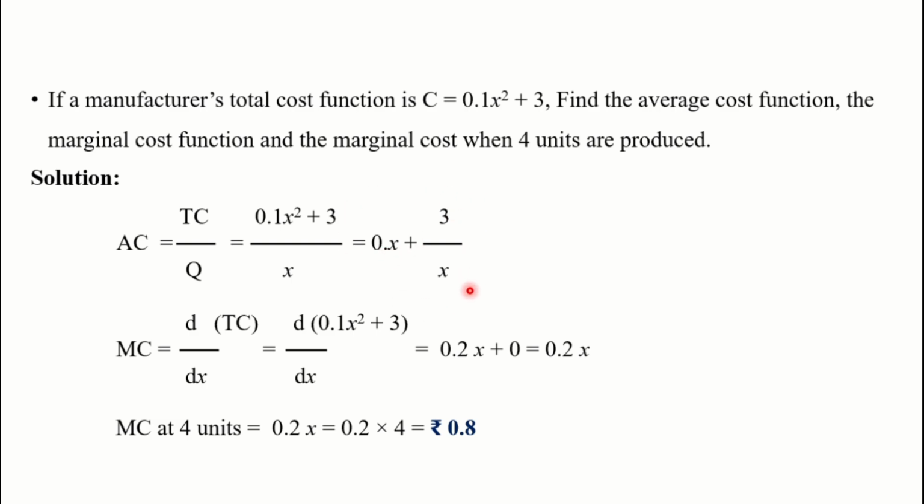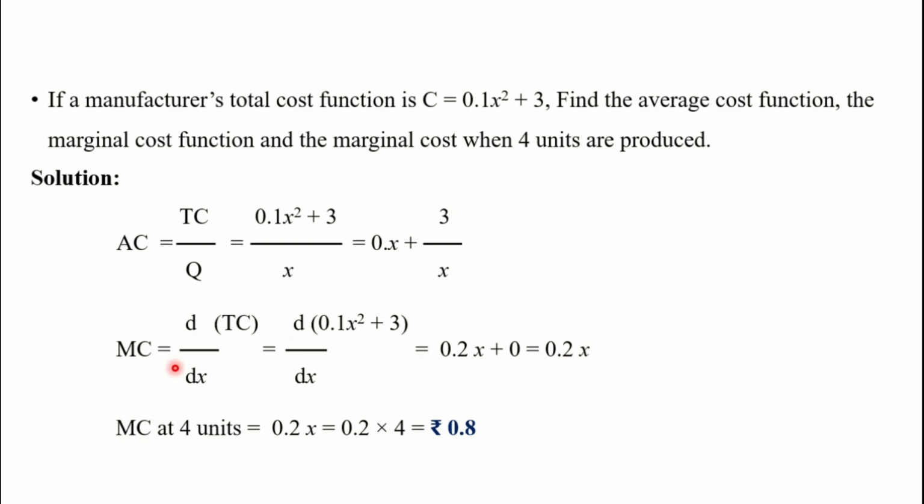Now we want to find out the marginal cost. Marginal cost is nothing but the derivative of the cost function with respect to x, or we can say output. The total cost function is given, that is the derivative of 0.1x² + 3 with respect to x. You know that 0.1 is a constant, that's why we bring it outside: 0.1 into the derivative of x², which is 2x. That's why 0.2x is the derivative of 0.1x², and 3 is a constant, that's why the derivative of 3 is 0.